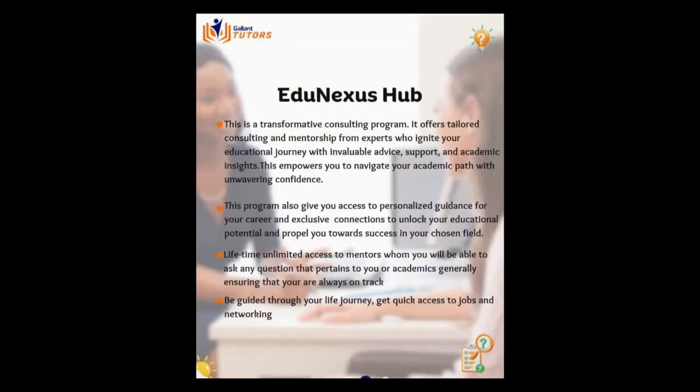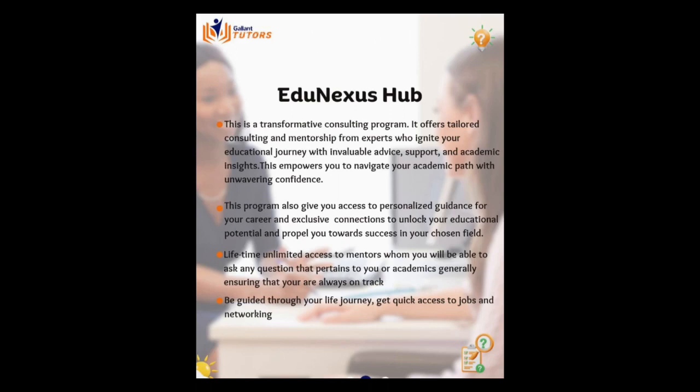Alright, Nexus Hub. There are some of you that, in short, lack access to real-time information. You don't even know much about the school you applied for. You just know that, I'll write POST-UTME one day, I'll buy the form. That's very wrong. Ignorance is costly. It's very detrimental. So this Nexus Hub guides you.